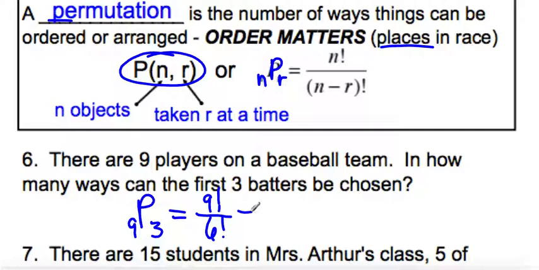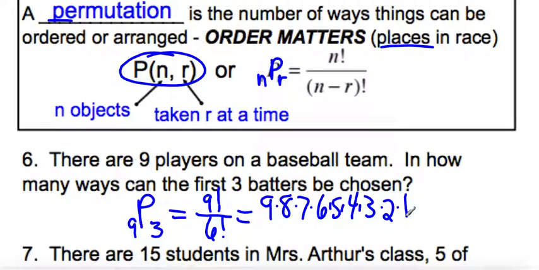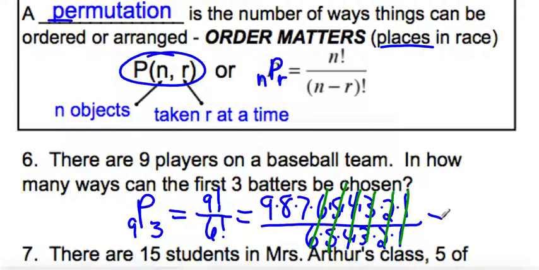Now, I want to just show you something kind of neat that happens here. 9 factorial is 9 times 8 times 7 times 6 times 5 times 4 times 3 times 2 times 1. 6 factorial is 6 times 5 times 4 times 3 times 2 times 1. And if you notice, there's a lot in common here. The 6's are going to cancel, and the 5's and the 4's and the 3's and the 2's and the 1's. So this ends up being just 9 times 8 times 7, which if you put that into your calculator, you're going to get 504.